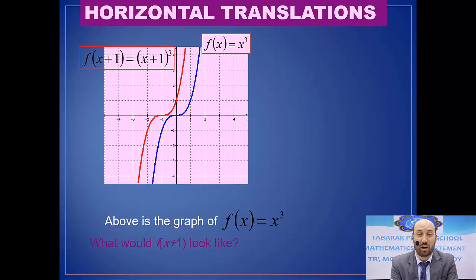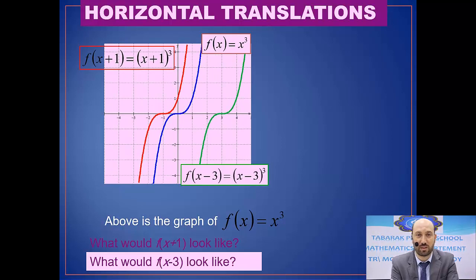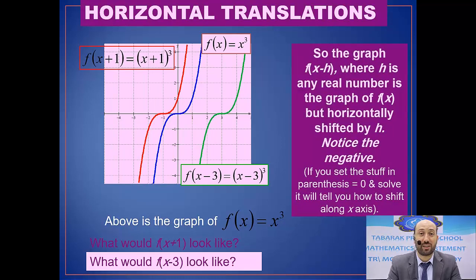What would f(x − 3) look like? Now we are going to move it 3 units to the right. It will be the green one. f(x − 3) equals (x − 3) cubed. This is the rule: the graph of f(x − h), where h is any real number, is the graph of f(x) but horizontally shifted by h, and we have to take the negative.